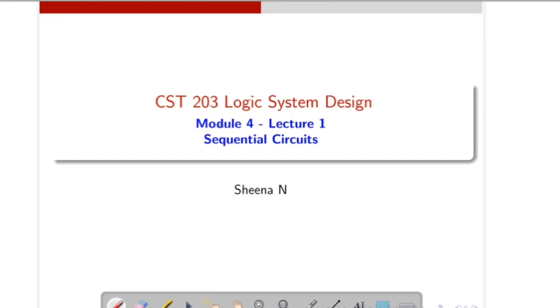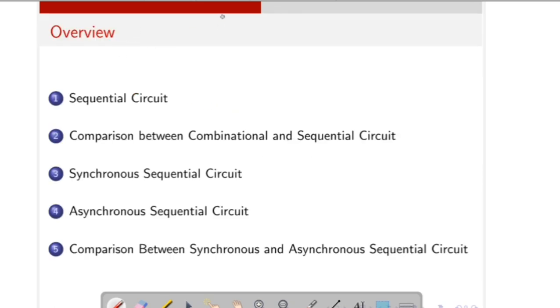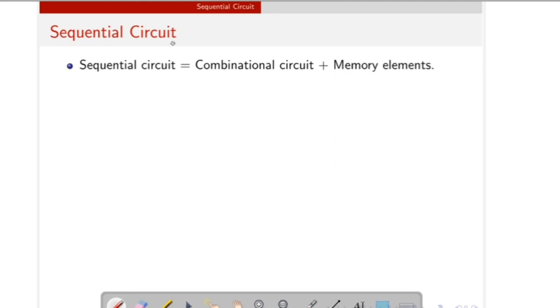Hi students, in this video we are going to study sequential circuits. So here I will explain what is a sequential circuit, comparison between the combinational and sequential circuit. Then there are two types of sequential circuit, that is synchronous and asynchronous sequential circuit, and comparison between the synchronous and asynchronous sequential circuit. What do you mean by a sequential circuit?